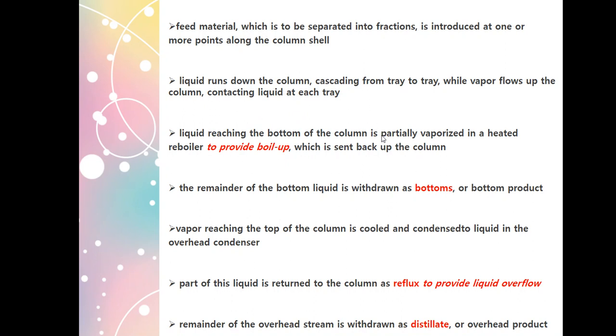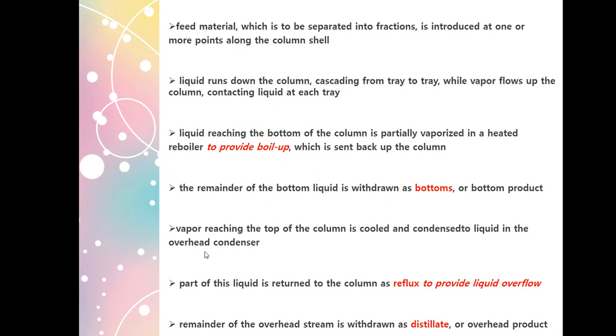Now, liquid reaching the bottom of the column is partially vaporized. So take note, it's not all vaporized, but only a portion is partially vaporized in a heated reboiler. Now, what's the purpose of this? So that it will provide the boil up, which is sent back up the column. So it is the vaporized part of the liquid that flows countercurrent to the liquid that goes down. So the remainder of the bottom liquid that was not vaporized is withdrawn as the bottoms product, or simply the bottoms.